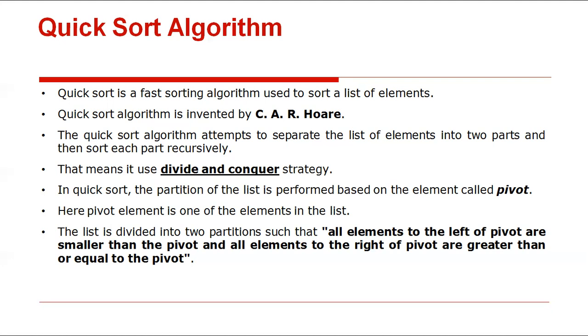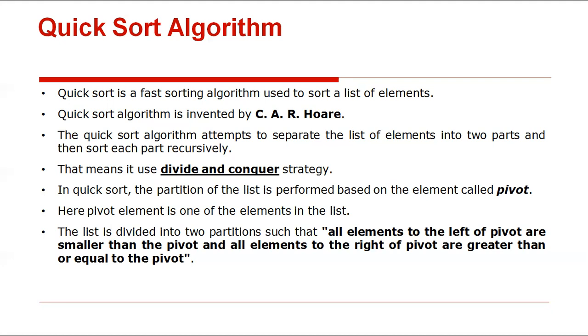Here the pivot element is one of the elements in the list. The list is divided into two partitions such that all elements to the left of the pivot are smaller than the pivot, and all elements to the right of the pivot are greater than or equal to the pivot. So don't forget this rule.